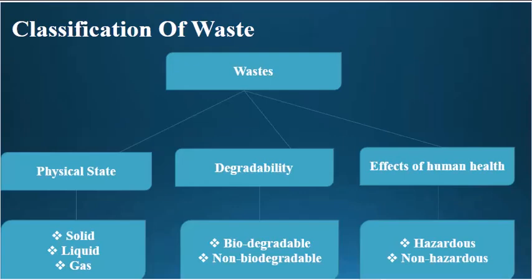Classification of waste. The image depicts a classification of waste based on three main criteria: physical state, degradability, and effects on human health. Physical state refers to the form of waste, which can be solid, liquid, or gas. Degradability distinguishes between biodegradable waste, which can be broken down by natural processes, and non-biodegradable waste, which cannot. Finally, the effects on human health categorizes waste as hazardous or non-hazardous, depending on its potential to harm human health. This diagram provides a comprehensive framework for understanding the different types of waste and their characteristics.